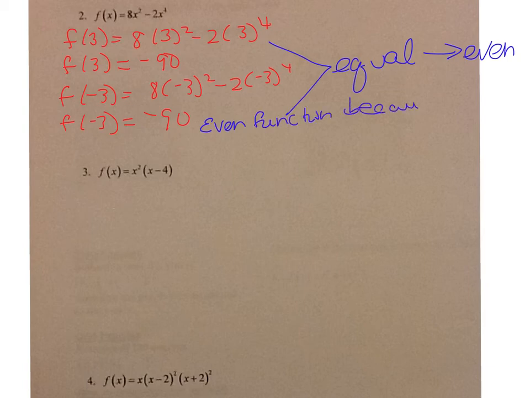because it is symmetrical to the y-axis.